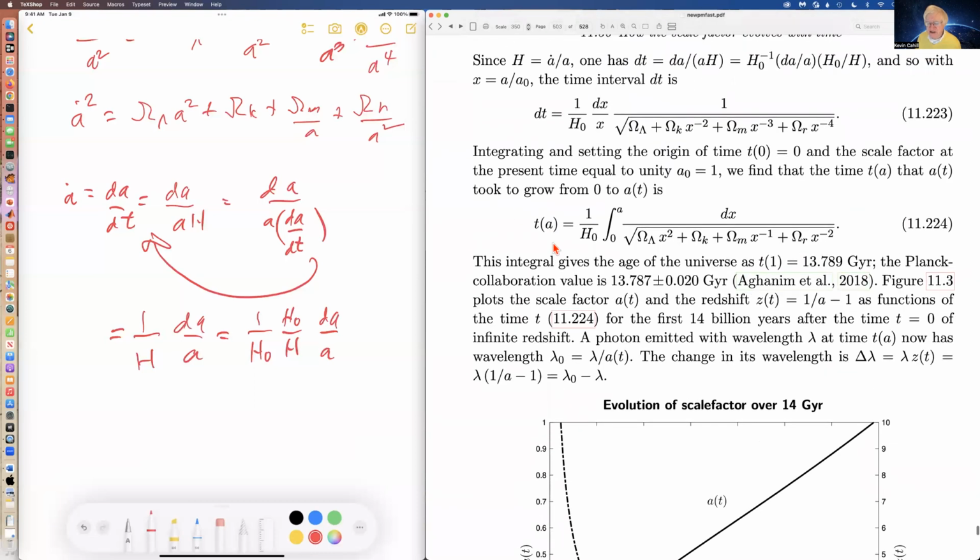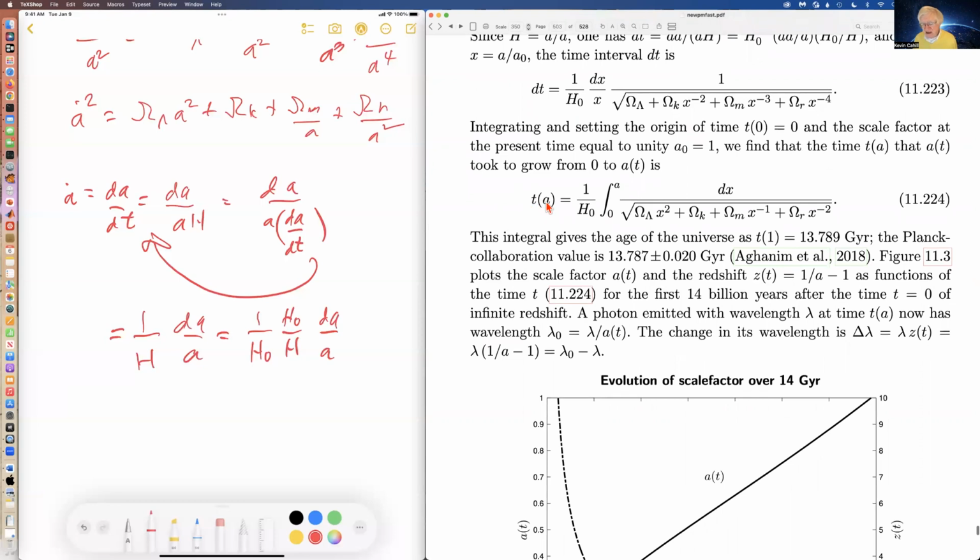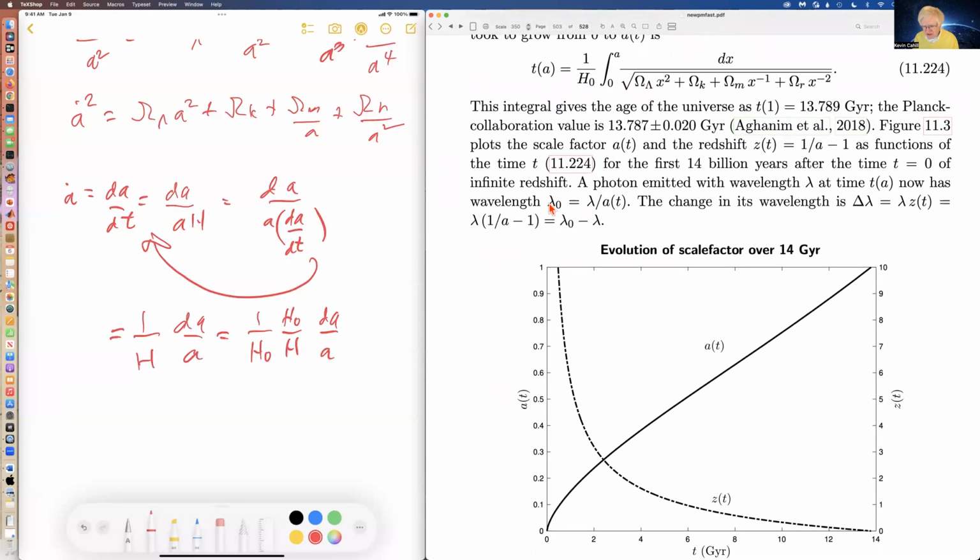You get a formula for T of A, you put in A, you do the integral. These guys are constants, you just do the integral. If you assume a given value for the Hubble constant, you then get T of A. So if we take H0 from observation, and again, there's a 5 sigma error there, but uncertainty, you then get T of A, and if you invert that, you get A of T.